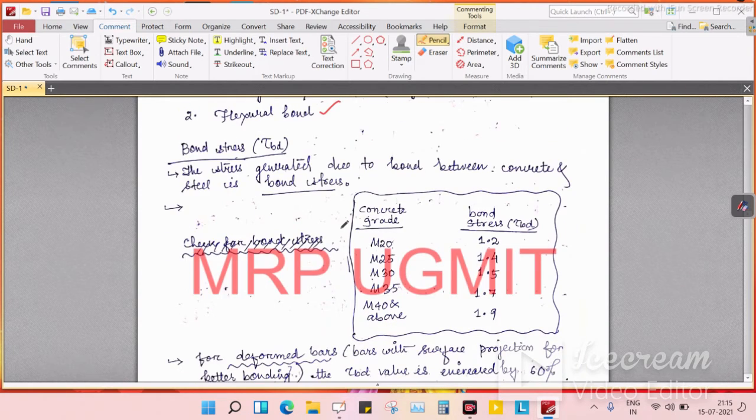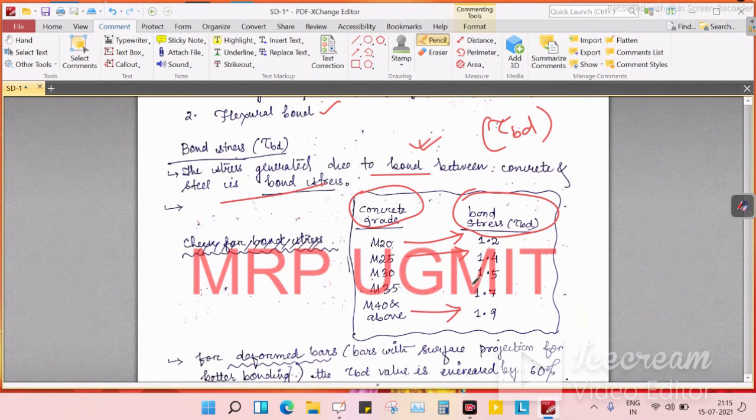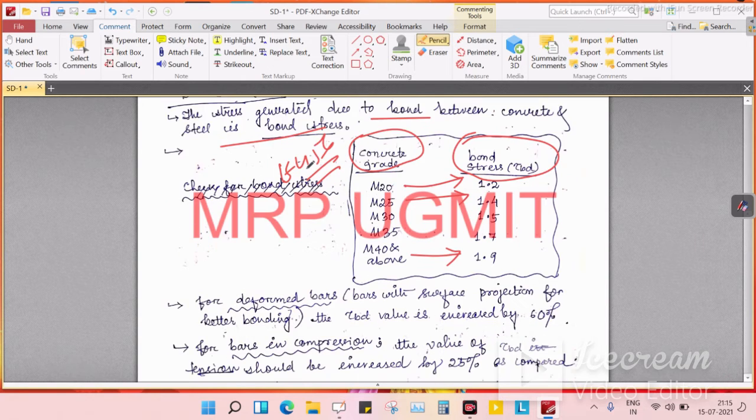Next is bond stress. The stress generated due to a bond between concrete and steel is called bond stress. For various concrete grades, various bond stress values are given. We can designate the bond stress as tau BD. For M20 this is 1.2, for M25 this is 1.4, similarly for M30, M35 and M40 it goes up to 1.9. These values are given in IS 456. Okay, for which concrete grade, what is the value of tau BD?